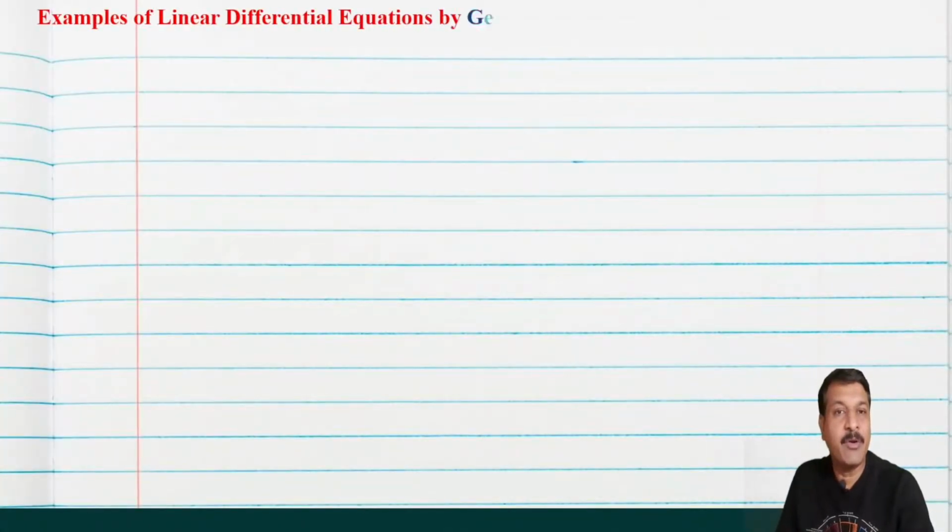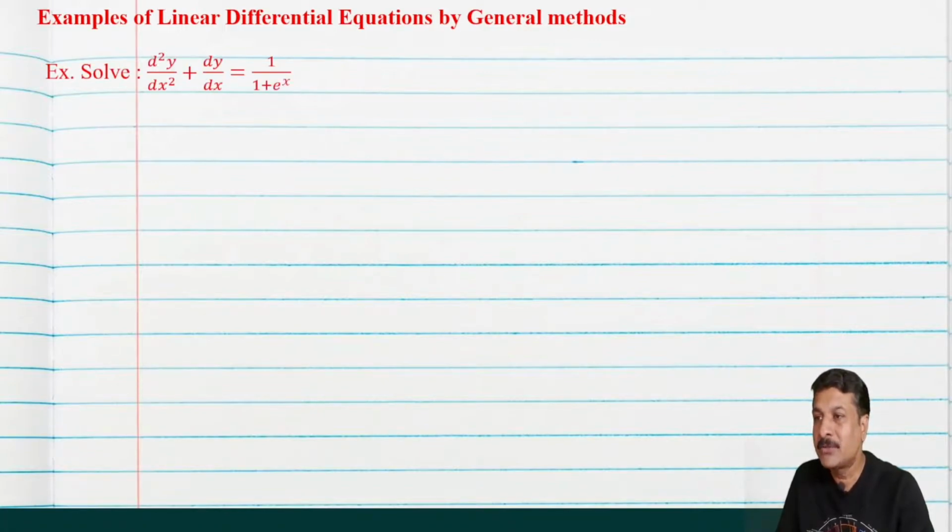Now, an example on linear differential equation by the general method. So consider one example: solve d square y by dx square plus dy by dx equal to 1 upon 1 plus e raised to x. So how to solve this one?